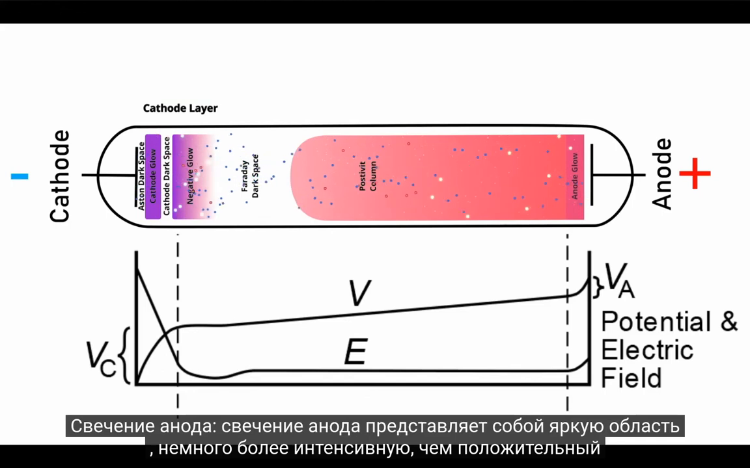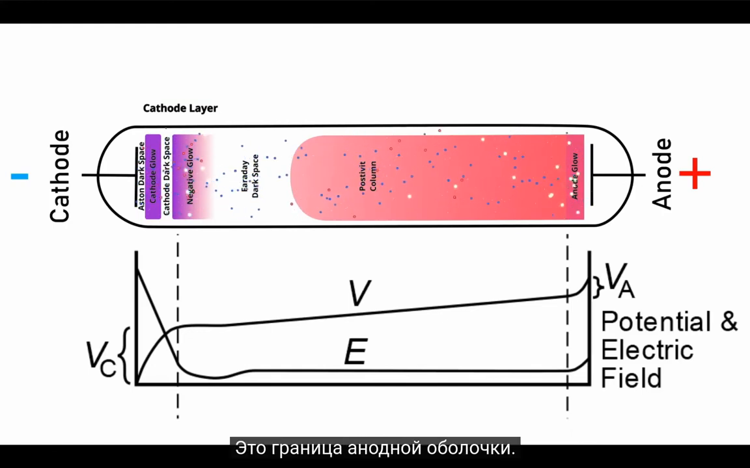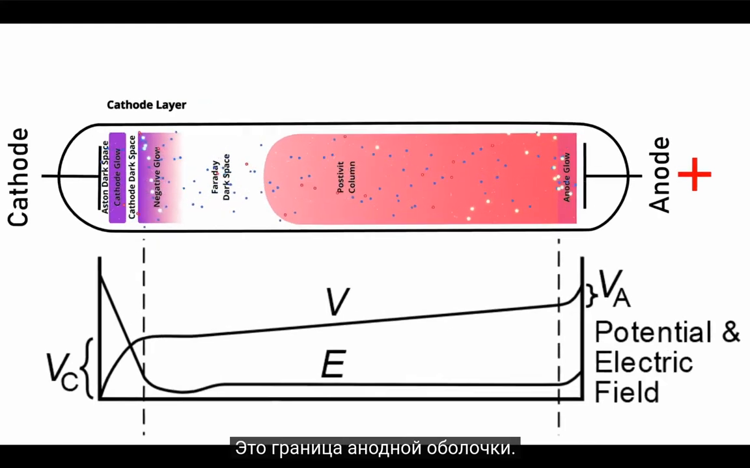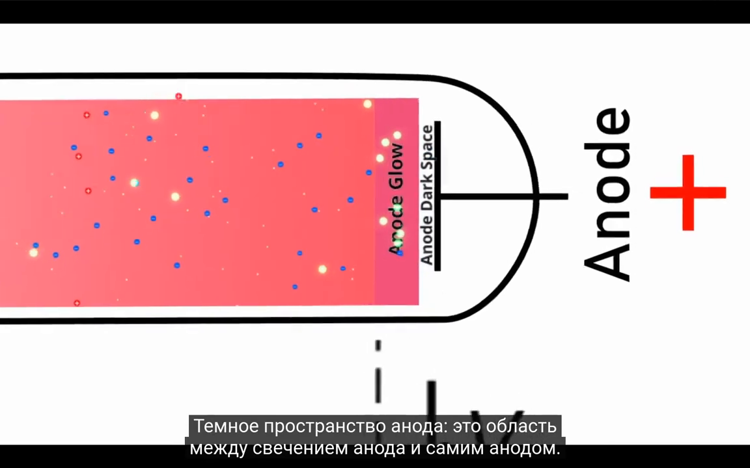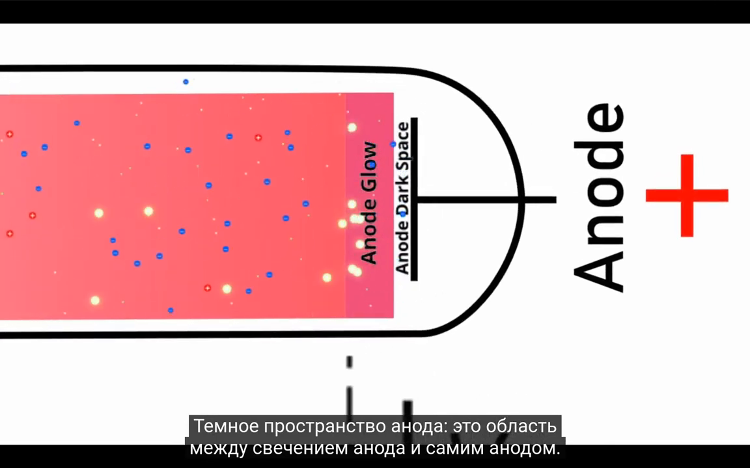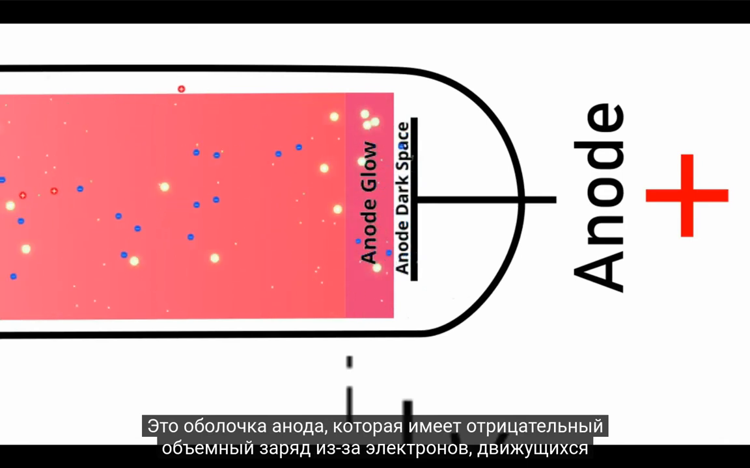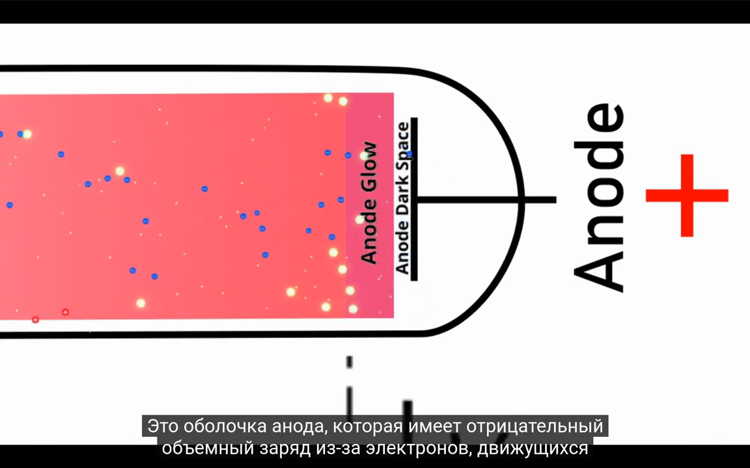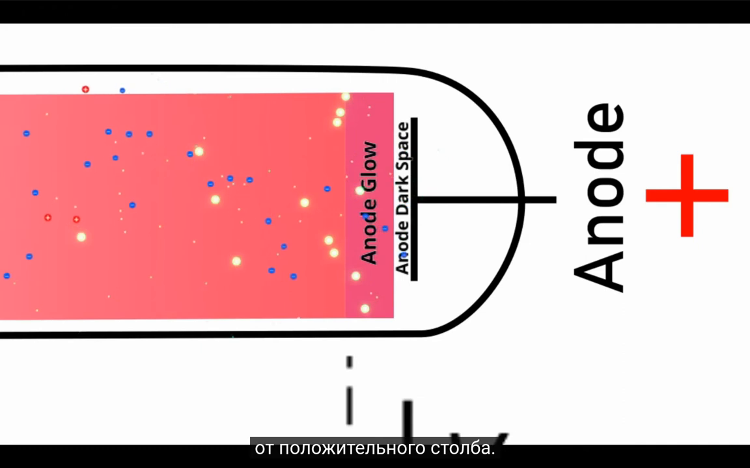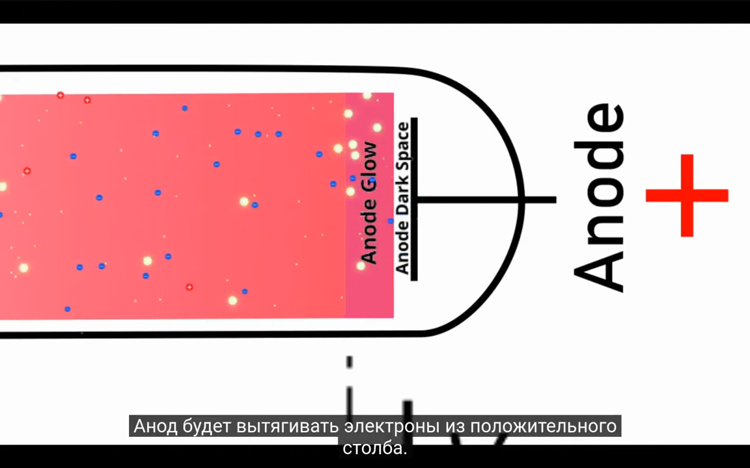Anode glow. The anode glow is a bright region which is slightly more intense than the positive column. This is the boundary of the anode sheath. The anode dark space. This is a region between the anode glow and the anode itself. It is the anode sheath which has a negative space charge due to the electrons travelling from the positive column. The anode will pull electrons out of the positive column.